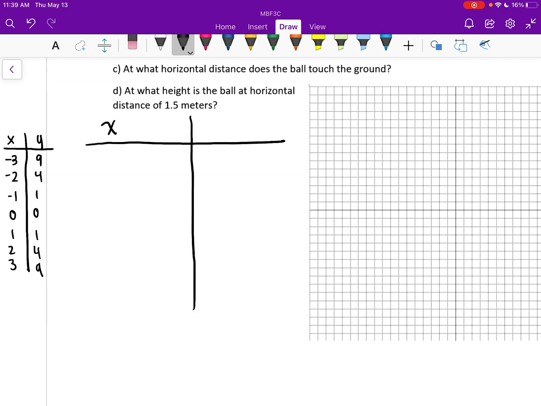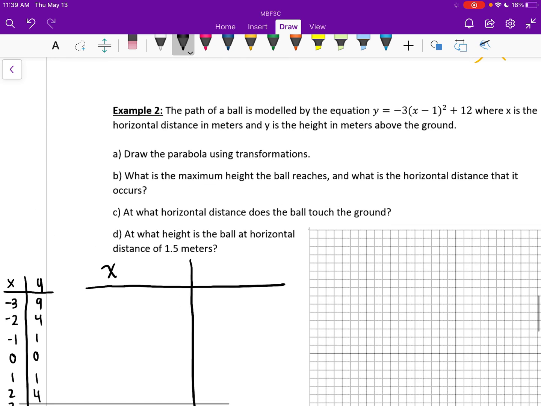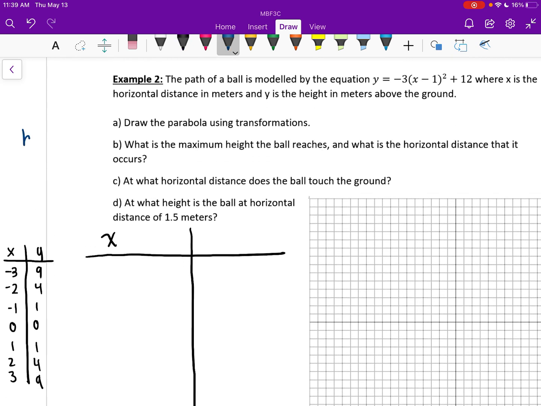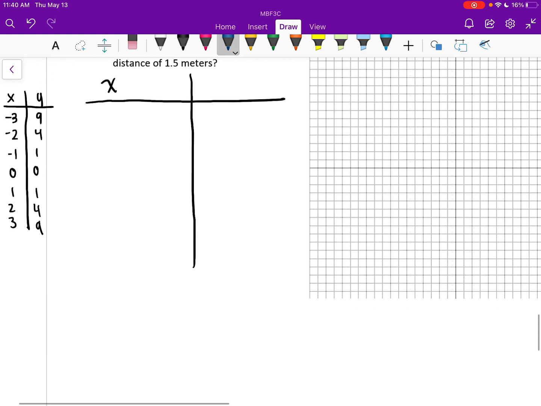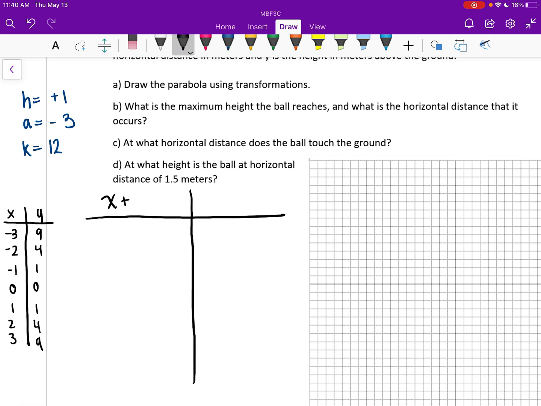So I'm going to say x. I'm going to go find my k, h, and a values. So my h value is going to be +1, right, because I just took it from the middle. My a value is going to be -3 from the top. And then my k value is going to be +12 from the end. Okay, so then I'm just going to go plug in what I know. So my h value is +1. My a value, I'm going to replace that with -3. And my k value is 12.